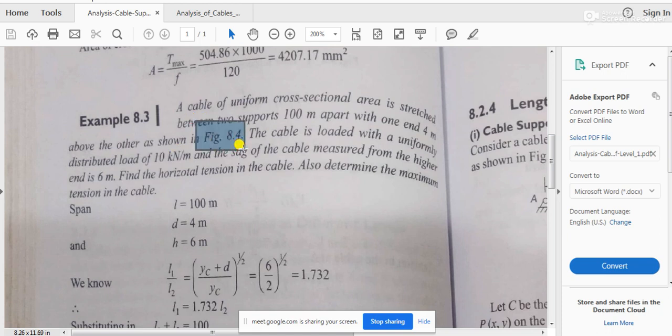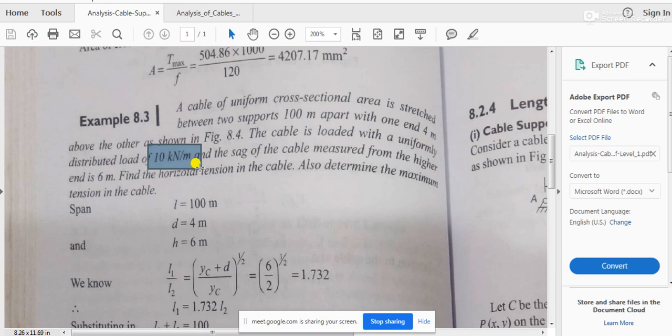We will come to the figure 8.4. Then you see the cable is loaded with a uniformly distributed load of 10 kilonewton per meter. What does it mean? The W value is given in this case. So it's not like the previous problem where you converted the deck weight to total weight and then divided it to find the uniformly distributed load. Here in this problem it is directly given.